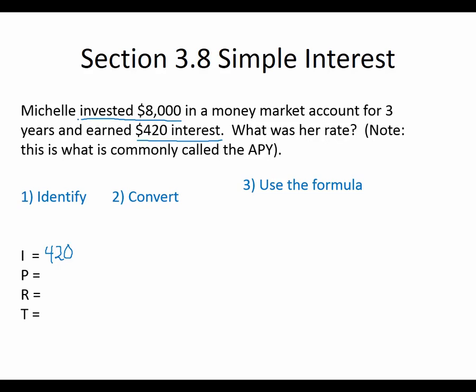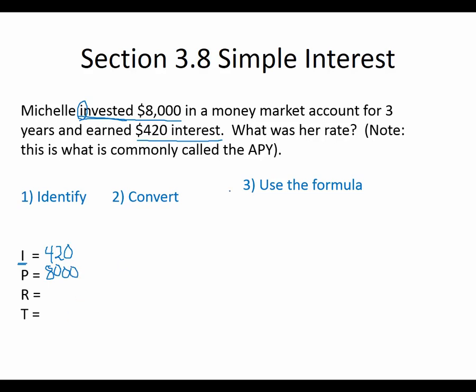I forgot to mention this last video, but sometimes people get confused and they see the I for invest and they think that that's the I down here. Totally different. This I down here stands for interest, not invested. So be careful. The amount that you invest or borrow is typically the P, the principal. So that's going to be the $8,000.